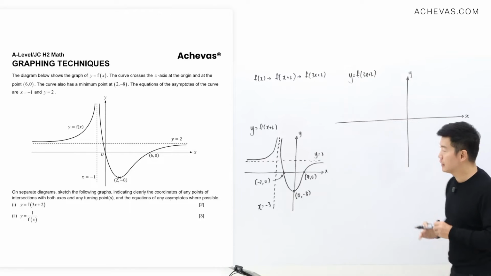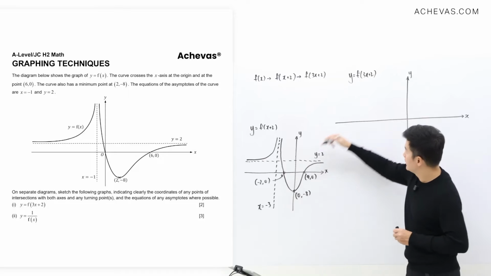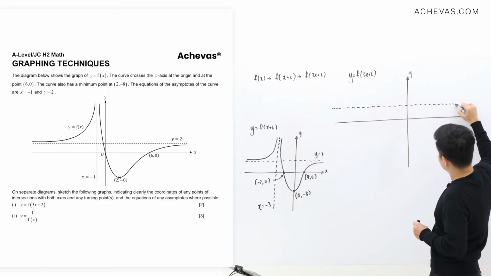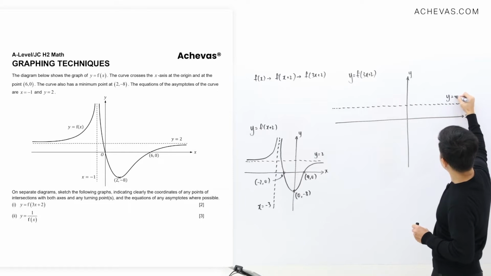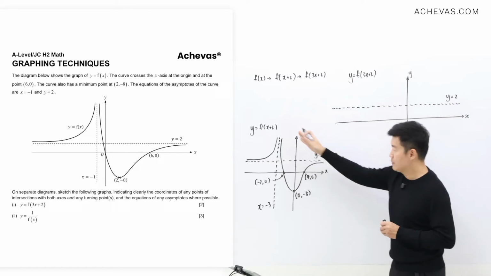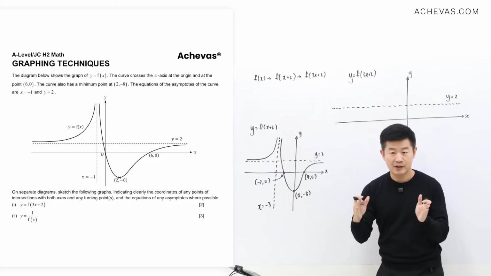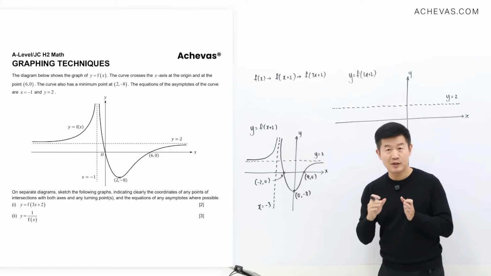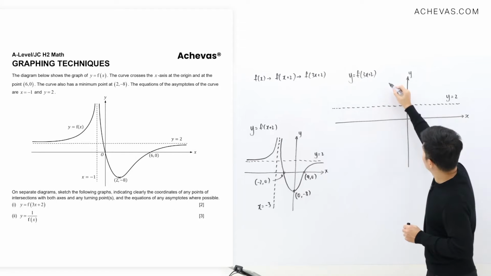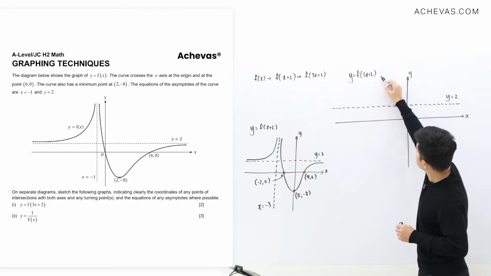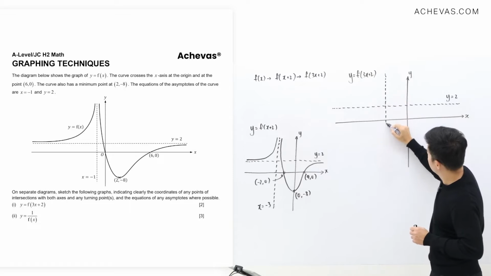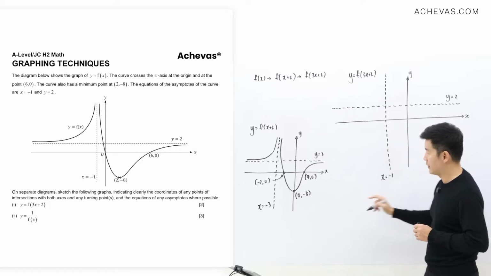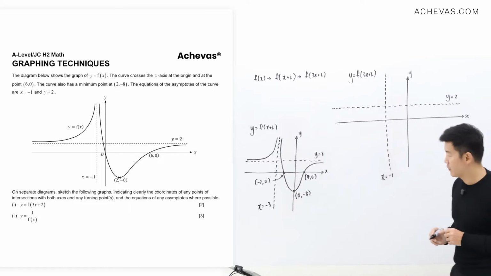Again, let's sketch in all the asymptotes first. The horizontal asymptote will remain, so I'm going to sketch this in: y is equal to 2. The vertical asymptote is going to be scaled by a factor of 1 over 3. So minus 3 multiplied by 1 over 3 becomes minus 1. So we will have a vertical asymptote here, and now it becomes x is equal to minus 1. We multiply this by 1 over 3.